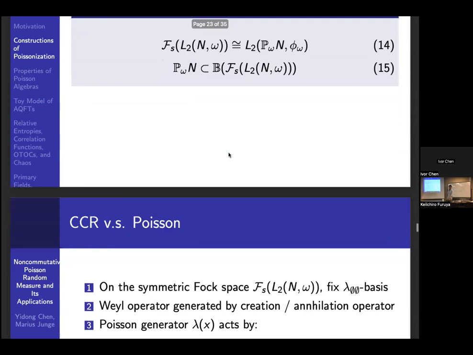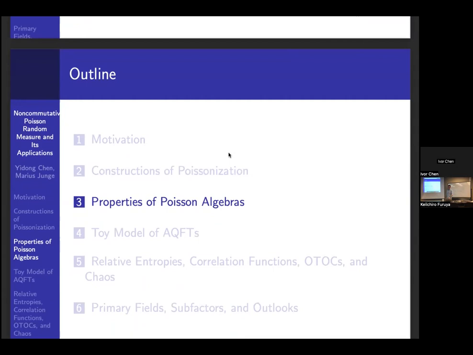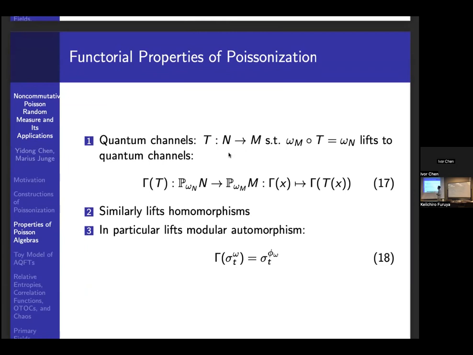Okay, let me very quickly talk about the properties, why we care about quantization, or perhaps why all of us should care. Quantum channels. What are quantum channels? Unital completely positive maps. If a quantum channel from one one-particle algebra to another one-particle algebra satisfies this condition, well, I have to make them respect my weights, then I can lift the quantum channel to another quantum channel on my Poisson algebra, given by this formula. Obviously, normal star homomorphisms are quantum channels, quite trivial ones. So homomorphisms, I can lift them as well.